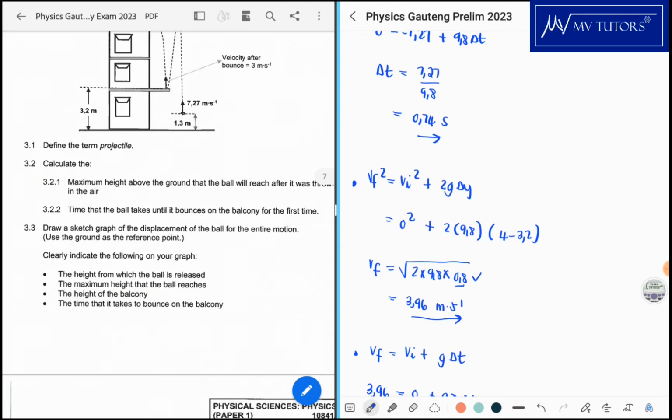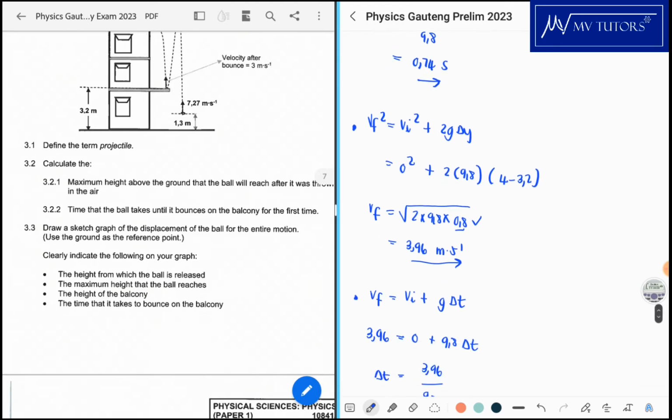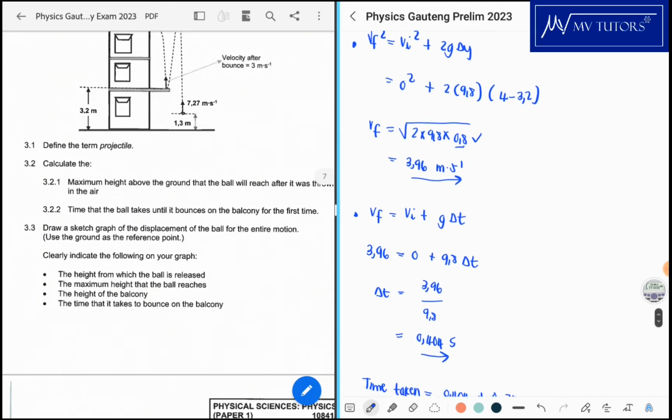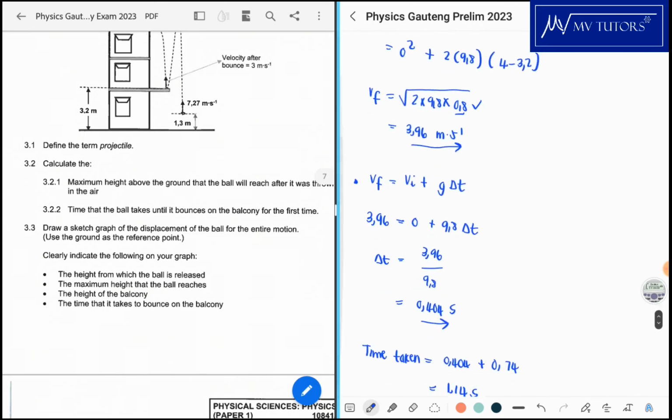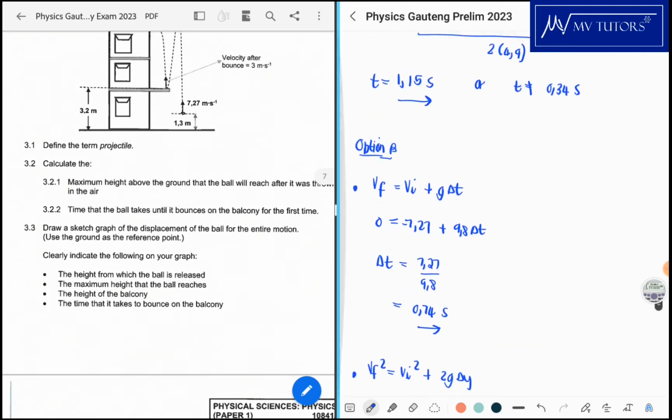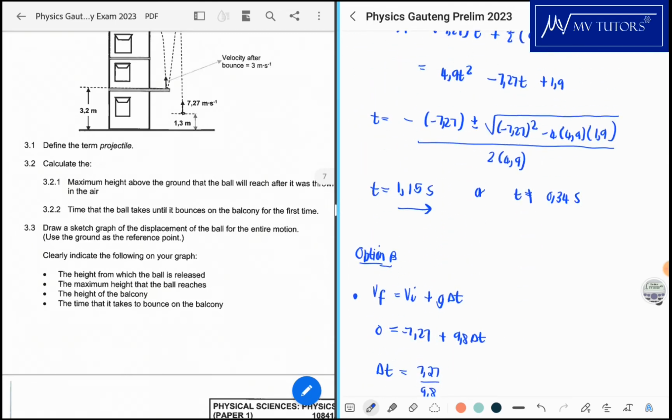Now we go back to our formula, where the final velocity is equal to initial velocity plus gravitational acceleration times delta t. All right, and we're going to use our initial velocity as 0, final velocity is what we calculated, and the time was 0,40. So we're going to take 0,40, add it to 0,74, and we get a total time taken to be 1,14 seconds.